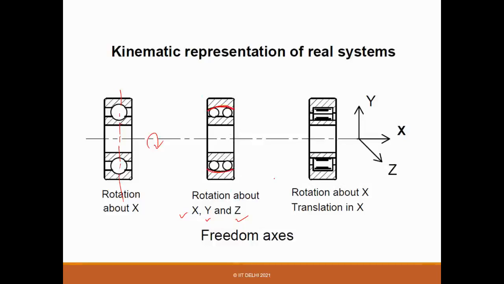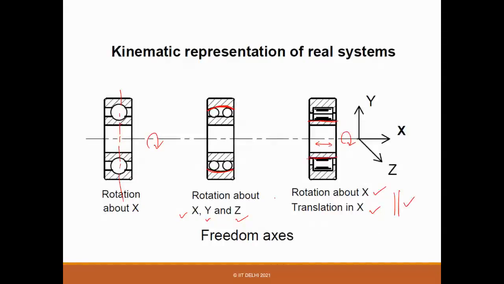But suppose you want rotation about X and translation also, so it should be able to slide a little bit, then you go for a roller one. You can see this face is floating, it's a straight edge. So if there is any movement, it can slide, and it can rotate, right? So these are the manifestations of the degrees of freedom required.